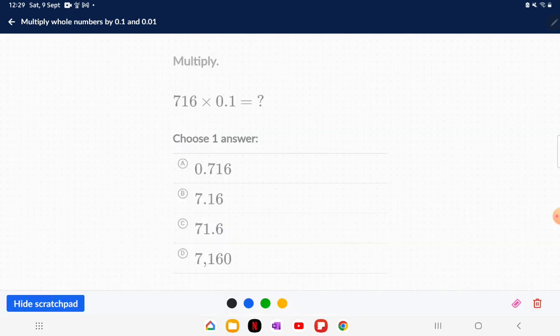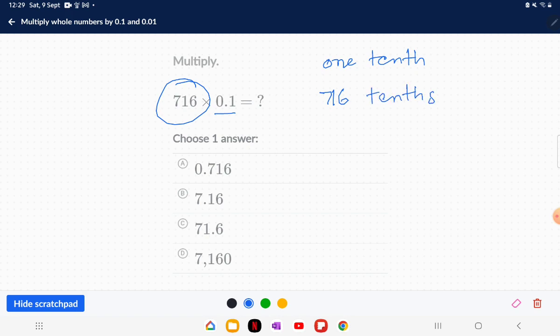716 multiplied by 0.1. So we know what a 0.1 is, right? This is 1/10, right? 0.1 is a tenth. So we are saying we have 716 tenths here. 716 tenths. And how do we write that as a decimal? This is the normal manner in which we write decimal numbers.